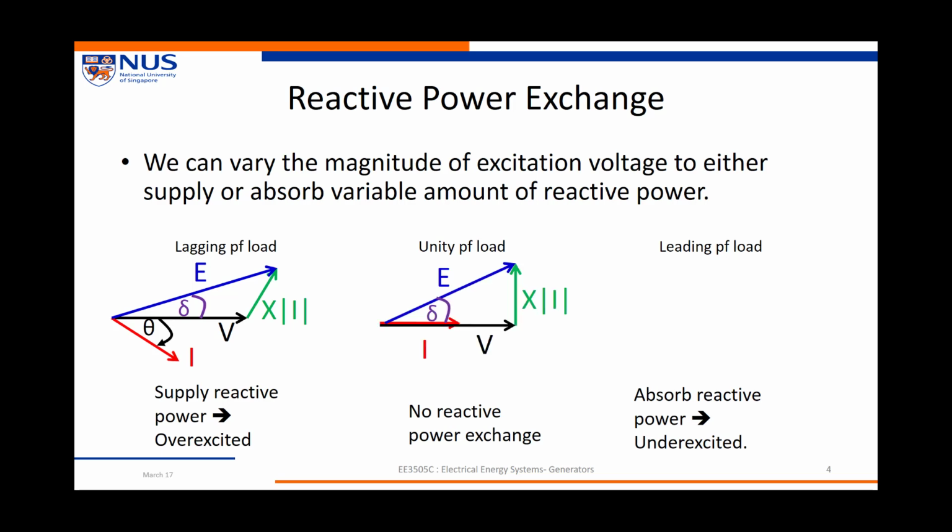If the load is a unity power factor load or purely resistive, then there is no need for the generator to supply any reactive power and E cos delta is equal to the terminal voltage. And finally, if the load is leading in nature, then the load supplies the reactive power which is absorbed by the generator. Here E cos delta is less than the terminal voltage and thus the generator is under-excited.